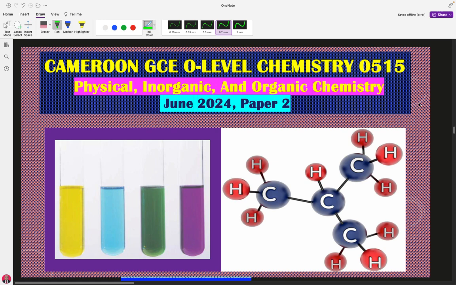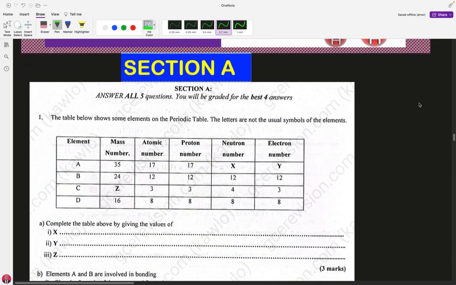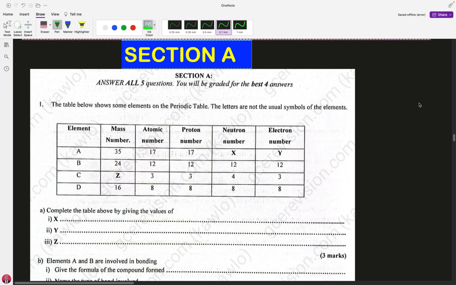June 2024, Paper 2. Section A. We are on Section A. The table below shows some elements on the periodic table. The letters are not the usual symbols of the element. We have the table from A, B, C, and D.